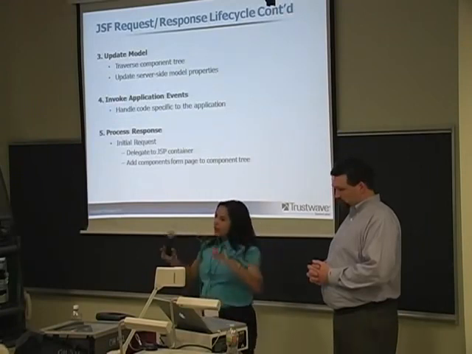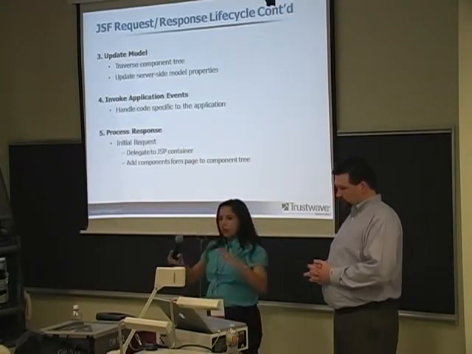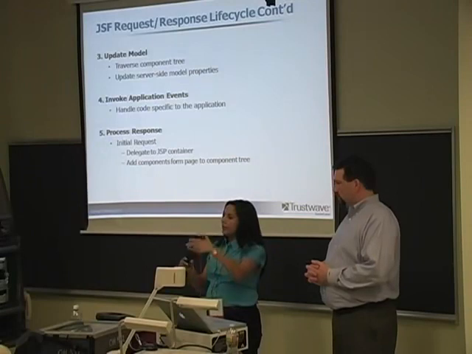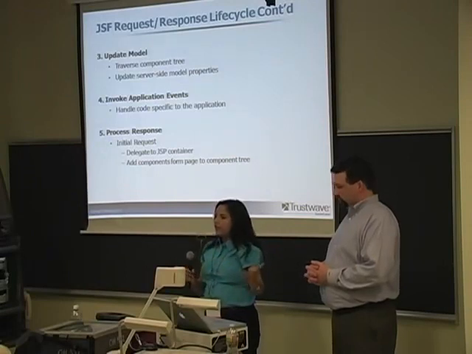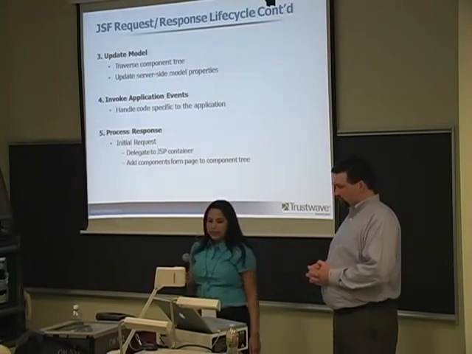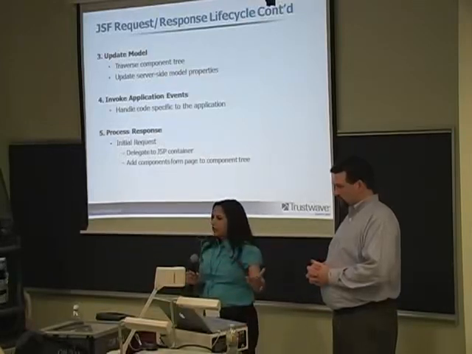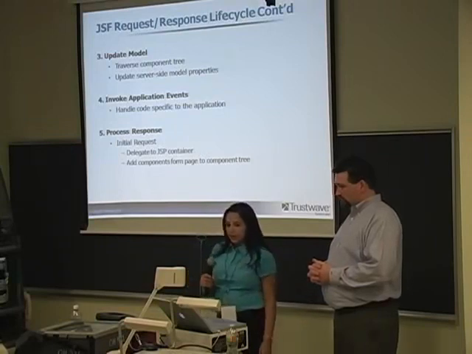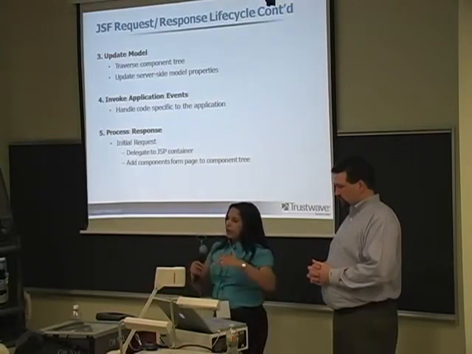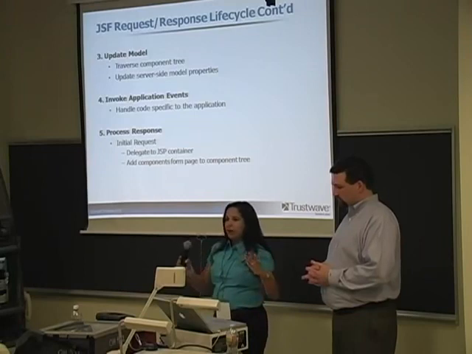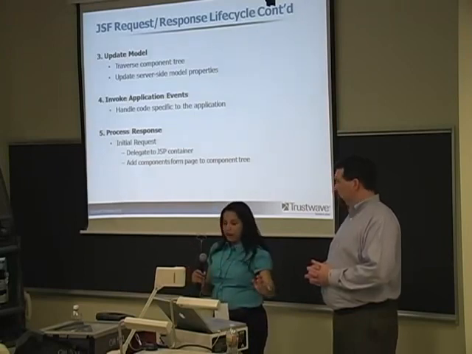Next step is you've got this model, you've got this component hierarchy on the server side. You update the values with the validated values that were received in the previous step. Then you invoke application events. Anything that the application needs to do is handed off to the application. And now I've got an updated component tree on the server. I'm ready to send the response back to the page.